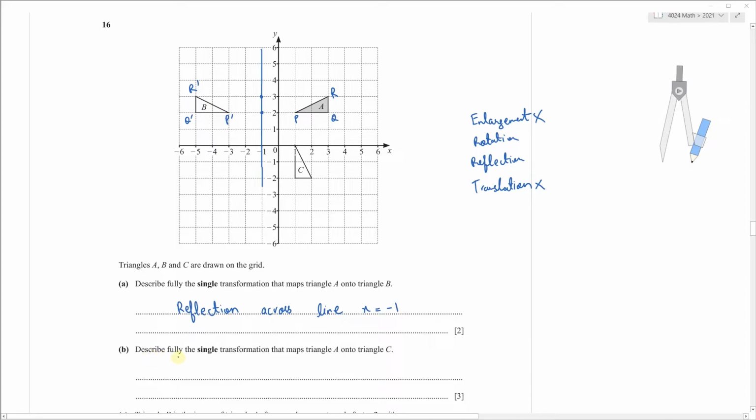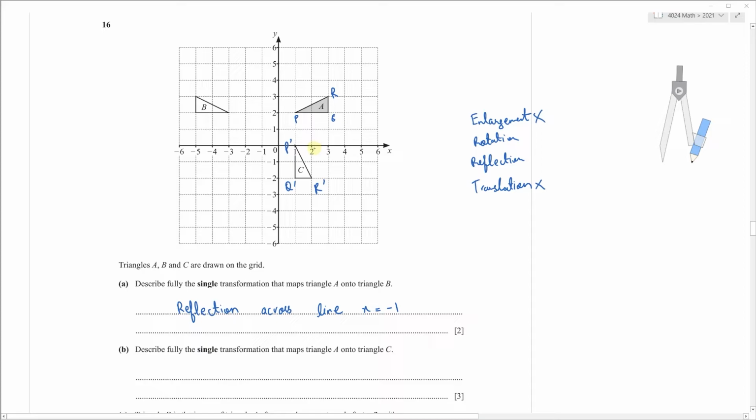Part B is describe fully the single transformation that maps triangle A onto triangle C. Let's erase all of this. Now you're going from A to C. If this is P, P prime is this, Q is this, Q prime is this, R is this, R prime is this. Again, this is not an enlargement, not a translation. It doesn't look like a mirror image, so it looks like a rotation. If you rotate this triangle like this, you get something like this, which is C. So we have established that this is some sort of rotation.